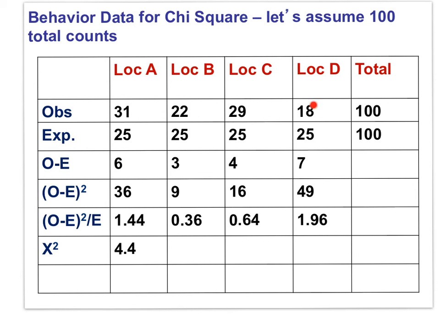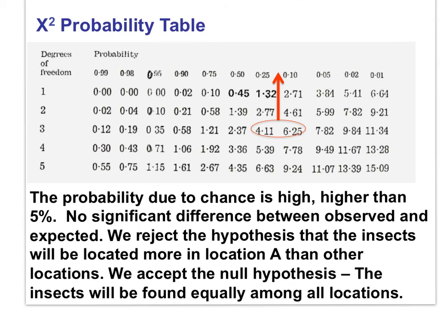Here are the number of counts in different locations within the habitat. Using the total number of counts, and I've made this very simple, we determine the expected values. We run the chi-square calculations to determine a chi-square, which is the sum of these 4, chi-square value of 4.4. With the chi-square value of 4.4, we enter the probability table on the 3rd row. We had 4 classes, and we determine that there is a high probability due to chance. There is no significant difference between observed and expected. The differences between the classes is due to chance.